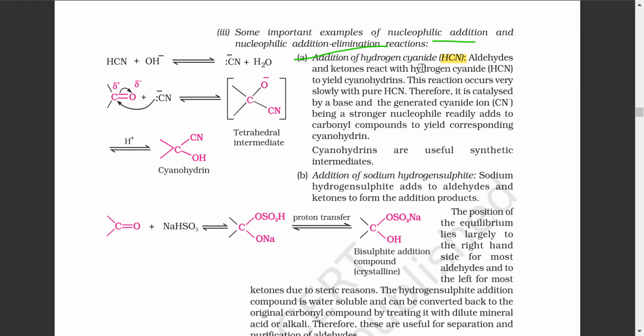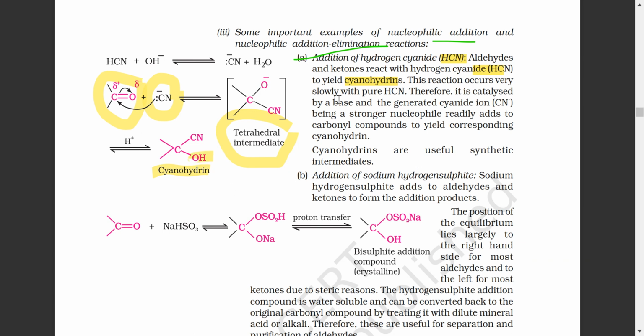Aldehydes and ketones react with hydrogen cyanide to yield cyanohydrins. As you can see, here is our cyanohydrin, this is our carbonyl group of the aldehyde or ketone, and this is the cyanide. Fine. Cyanide, CN negative, is the nucleophile. It has an electron pair, and it will attach to our delta positive carbon. Fine. So you will get a tetrahedral intermediate, in which later this O will also be surrounded by a proton, fine, to yield a neutral product.